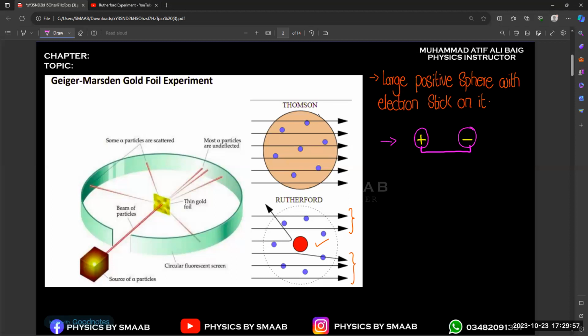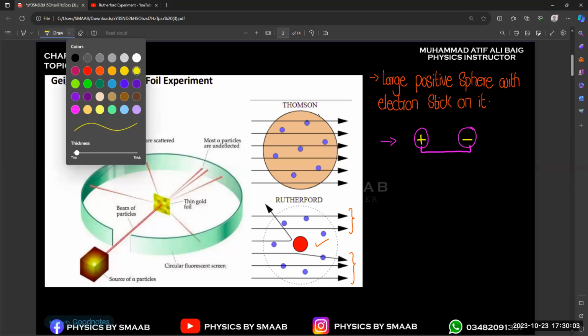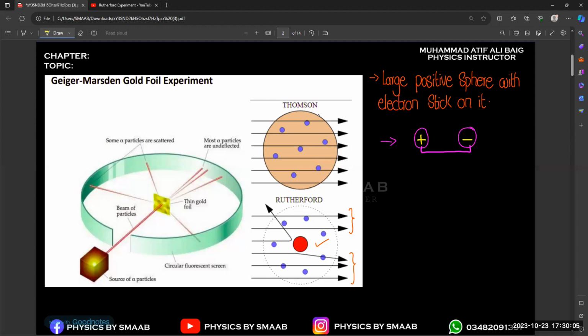Okay, so what was the observation taken by this experiment? And you already know about the experiment, how it was performed. We use a beam of alpha particles first, right? And we try to strike that beam of alpha particles on a gold foil.